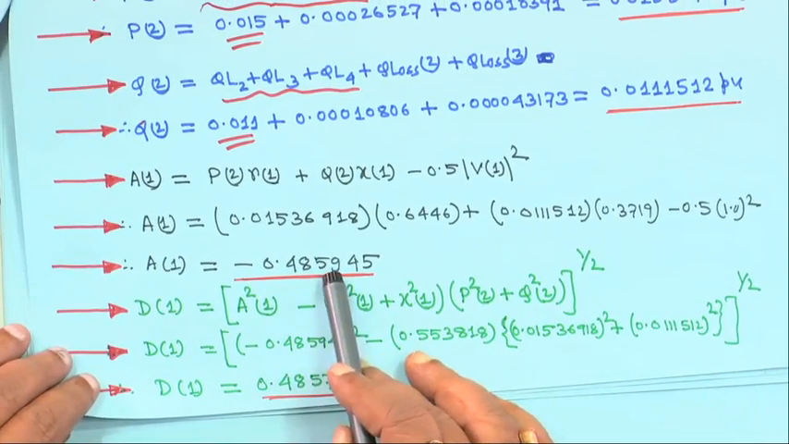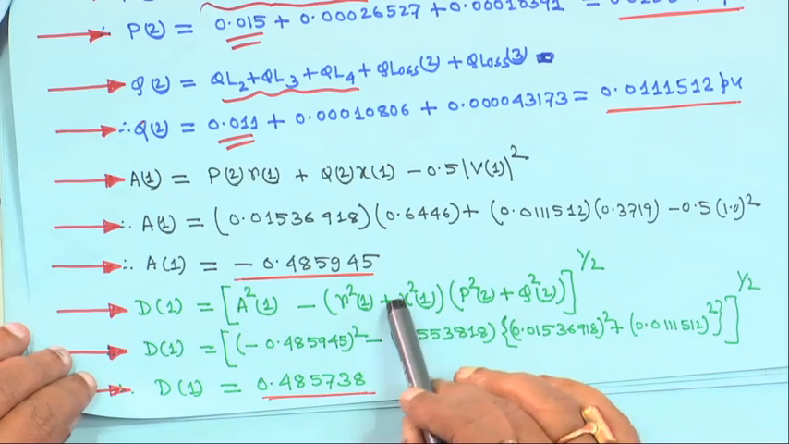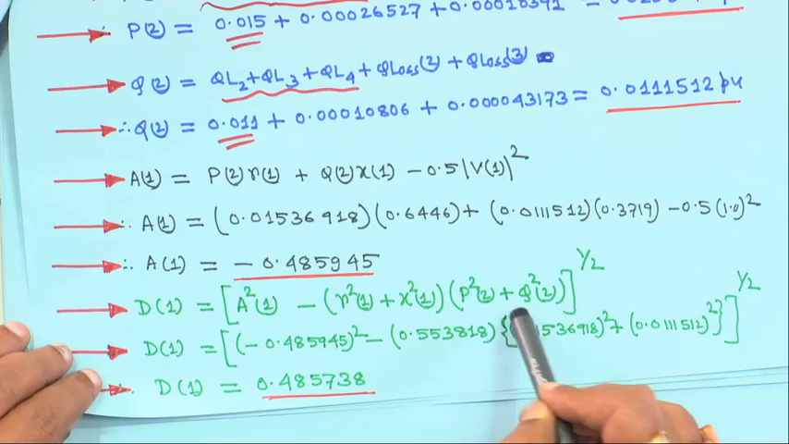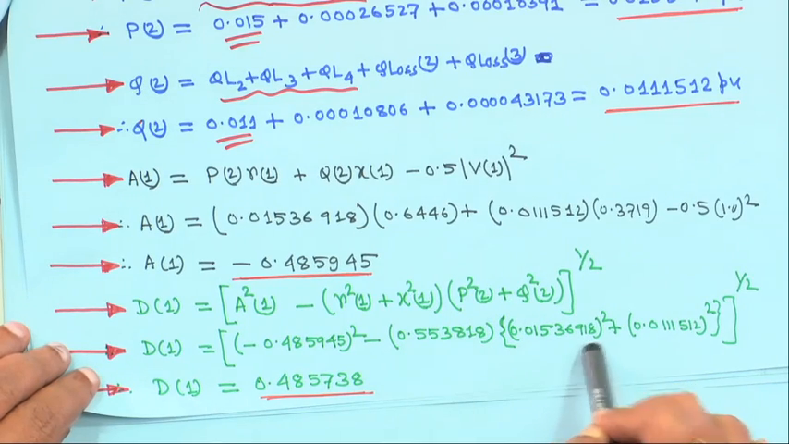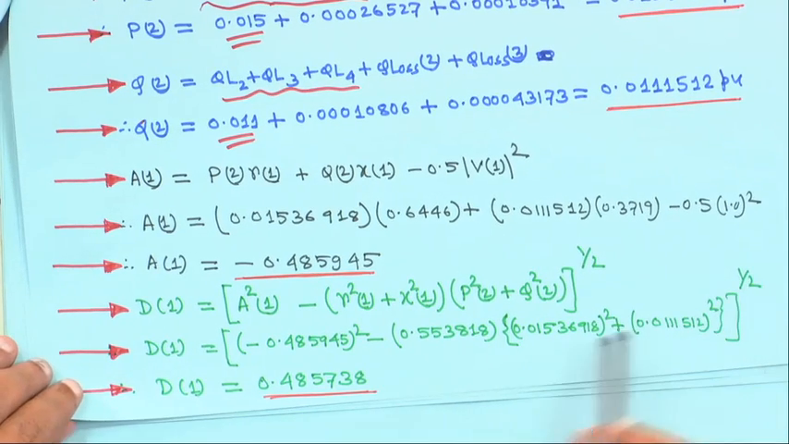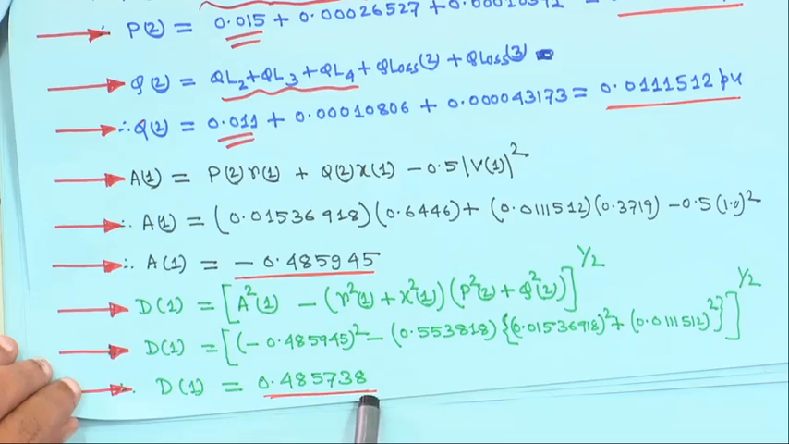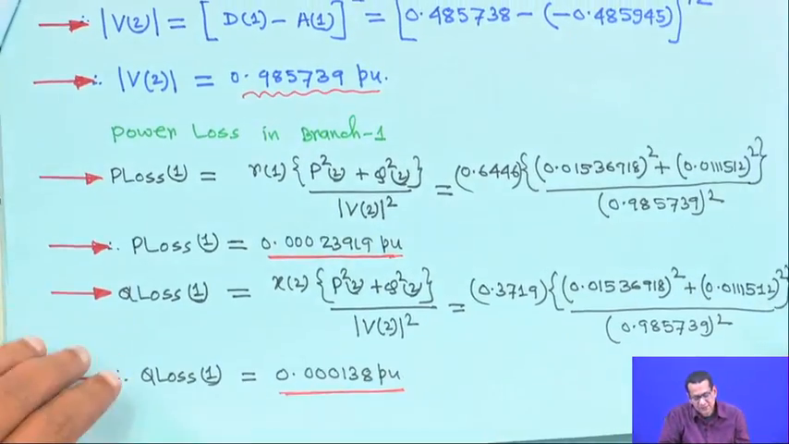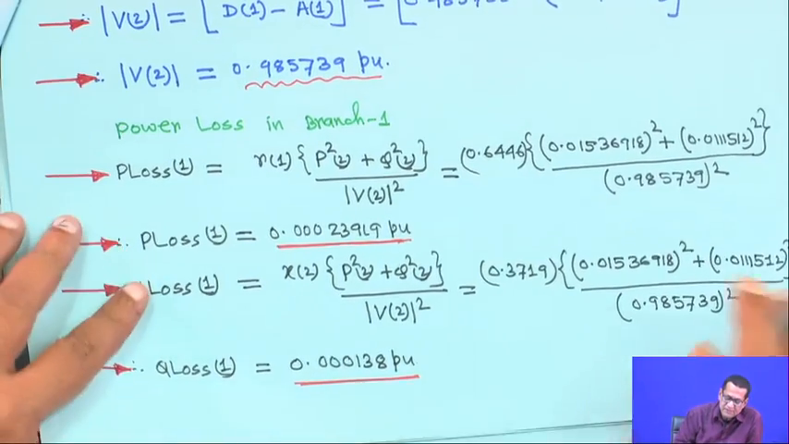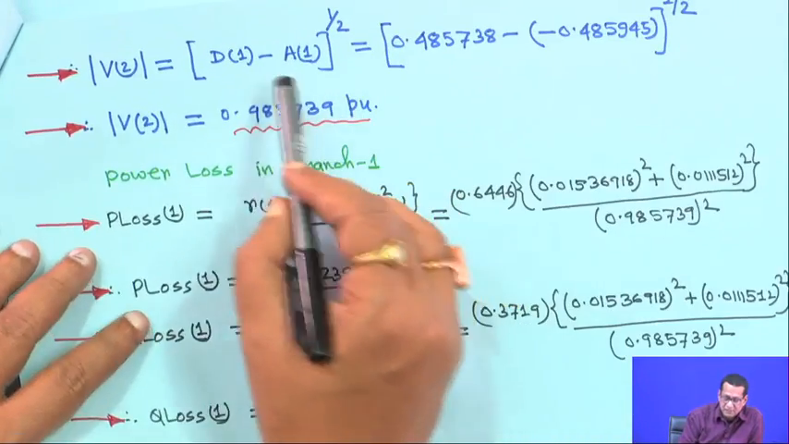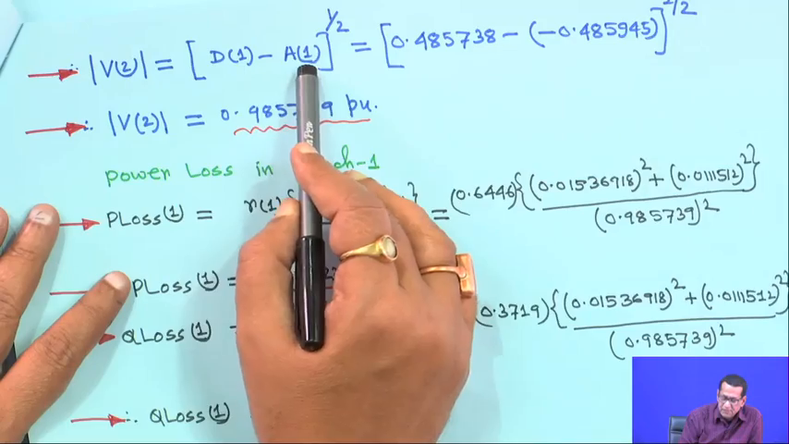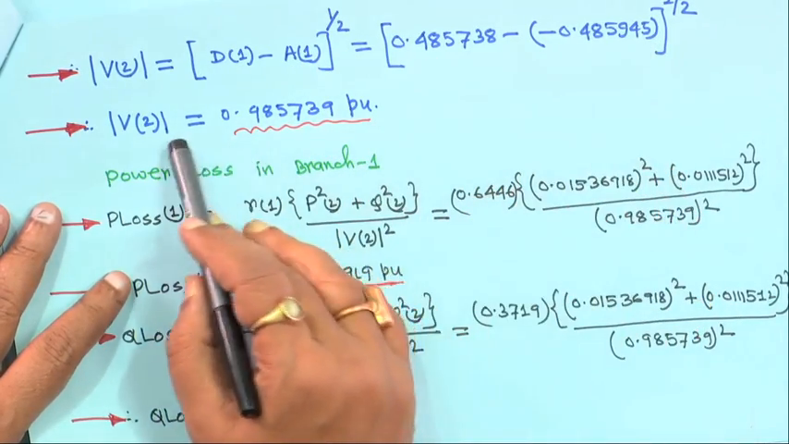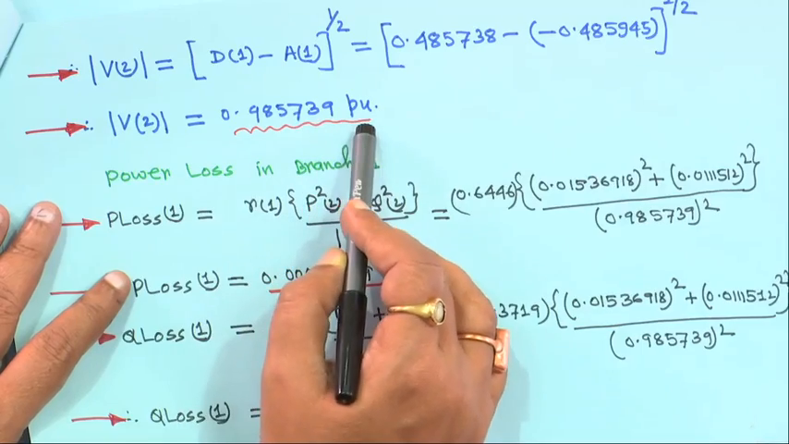Similarly, in the same way you calculate D1, right. You have got the new value of A1, you put it here, and R1 square plus X1 square is constant, it was there already, 0.553818, and here P2 square plus Q2 square. So, this one square plus this one square, to the power half. So, D1 will come 0.485738, right. Therefore, the voltage equation, VJJ is equal to (DJJ minus AJJ) to the power half, right. So, you put here the D1 value and A1 value, this one minus bracket minus of this one. So, this will become 0.985739 per unit.